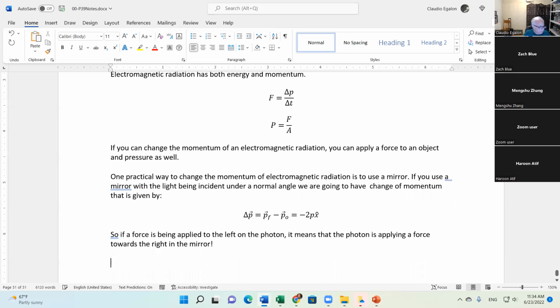So that's the idea of radiation pressure, radiation force, and momentum of electromagnetic radiation. There is one more thing that we are going to do next time, which is the Poynting vector, and then we can move forward with other things. That's the last thing that we are going to do for electromagnetic radiation. Any questions about that?